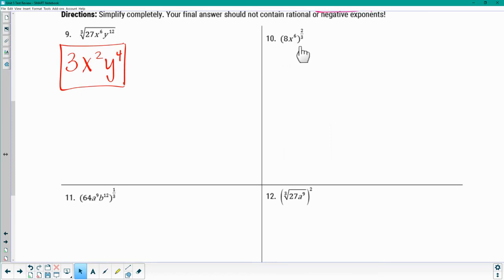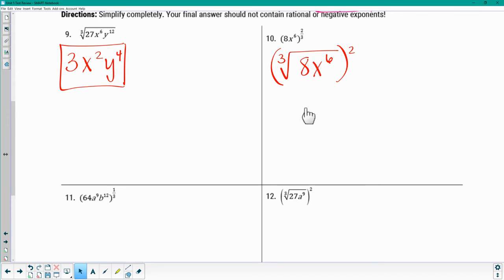Now, for number 10, I do have 8x to the 6th to the power of 2 over 3. Remember, a rational exponent, the denominator is the root and the numerator is the power. So I went ahead and rewrote this in radical form only because I know that I can easily take the cube root of 8 and then square it. I don't want to have to square everything inside and think of it that way. How you approach it is completely up to you.